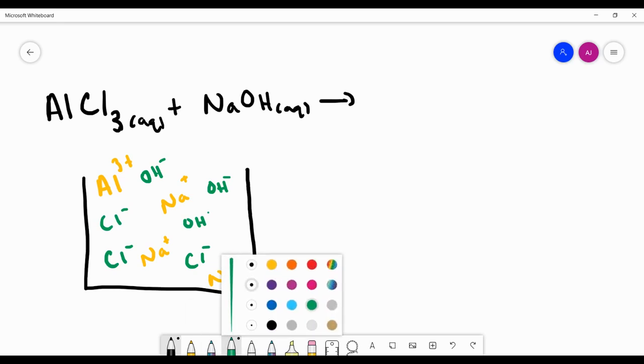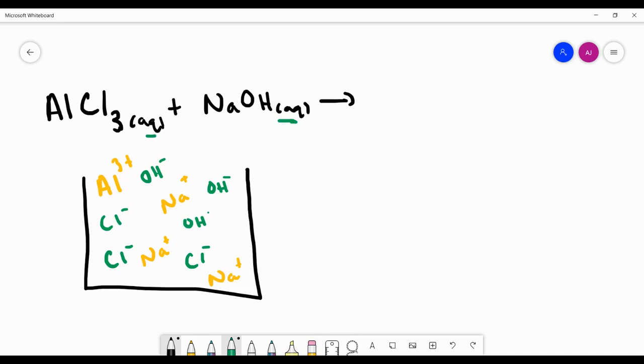I want you to remember here what exactly aqueous means. That means dissolved in water. And when an ionic compound is dissolved, it is dissociated, okay? So the ions are apart from each other and they're just free floating in water. So even though we write them as a single compound, those ions are all separated.